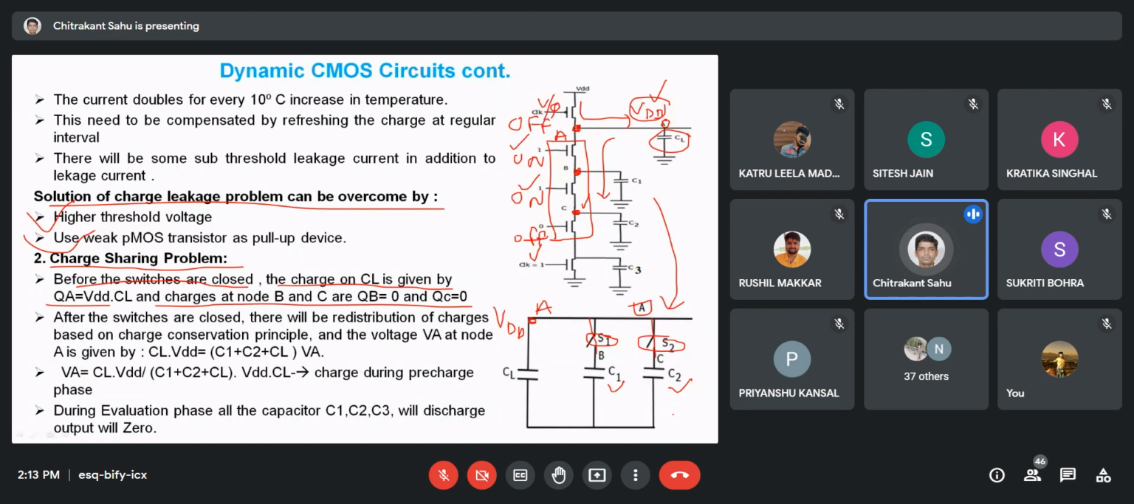It is a simple problem of three capacitances connected in parallel. One capacitance is charged to VDD, and after that the circuit is connected. It's a simple network problem. So after the switches S1 and S2 are closed, what will be the voltage across node A? Can anyone answer? What will be the node voltage across node A?